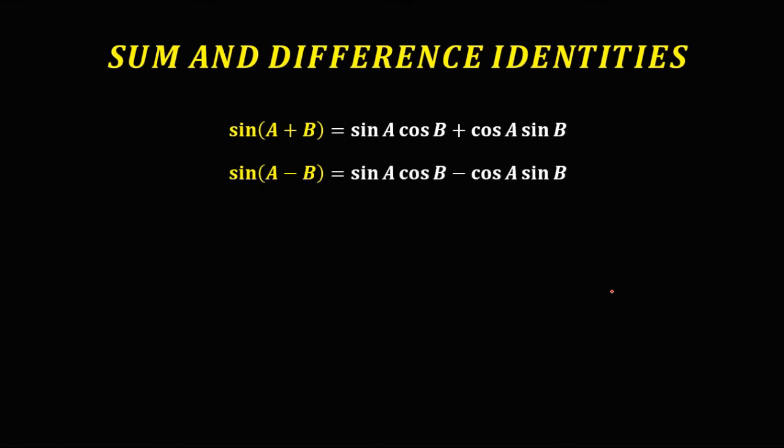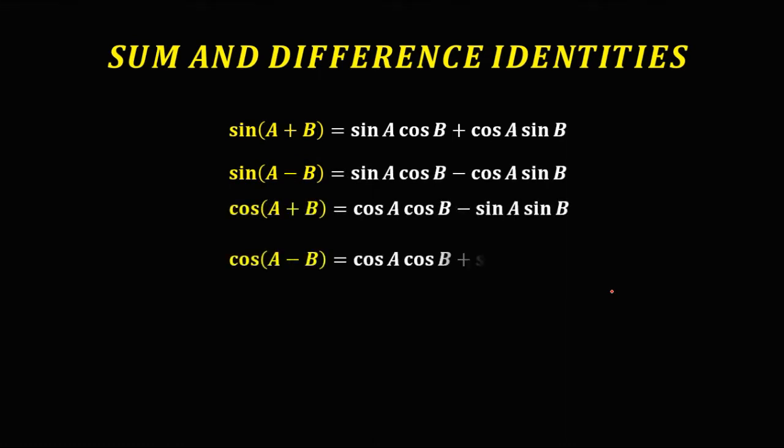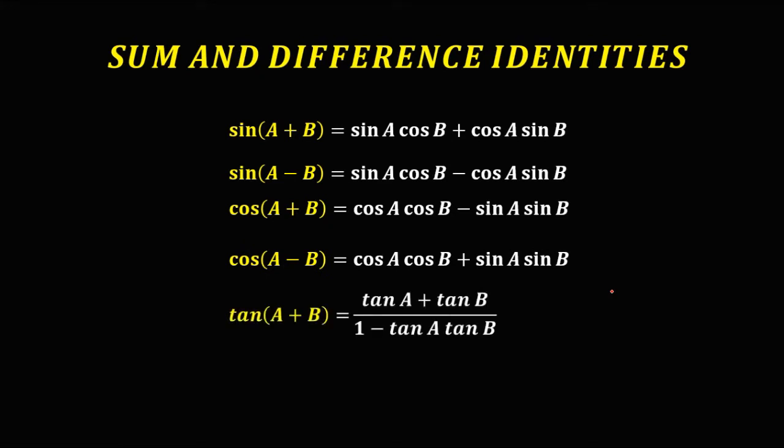Okay, so the sum and difference identities. So these are the different sum and difference identities. We have sine A plus B, sine A minus B, cosine A plus B, cosine A minus B, tangent A plus B, and tangent A minus B. Again, these are the different sum and difference identities.